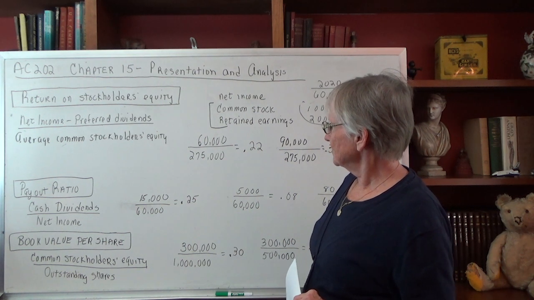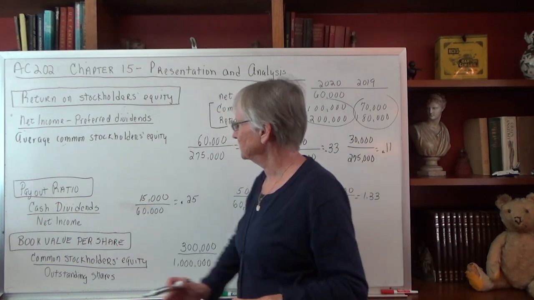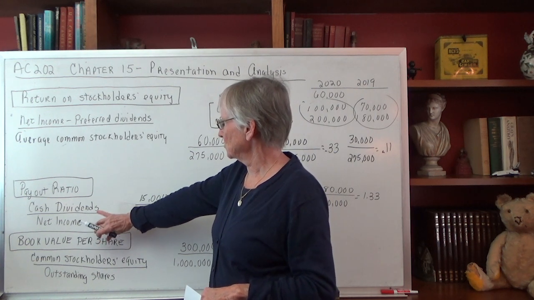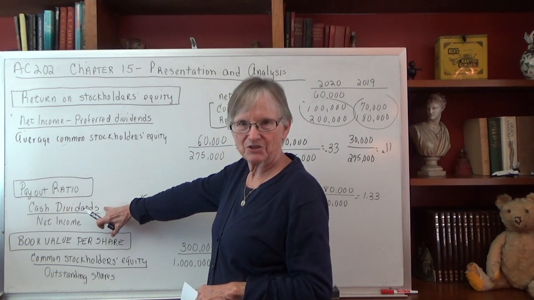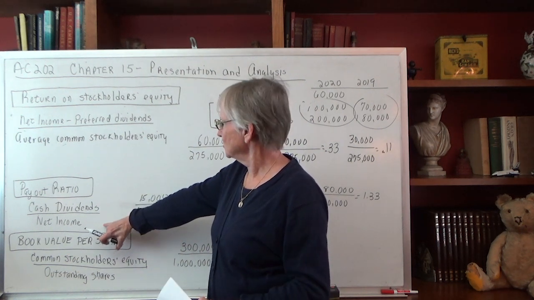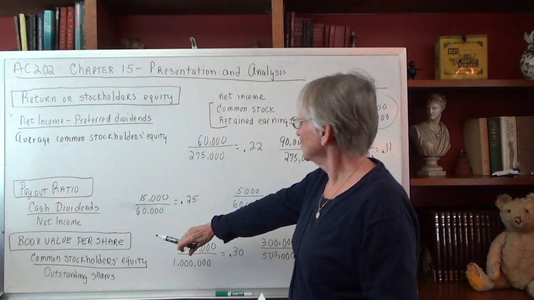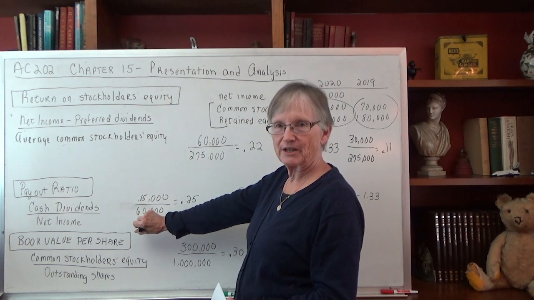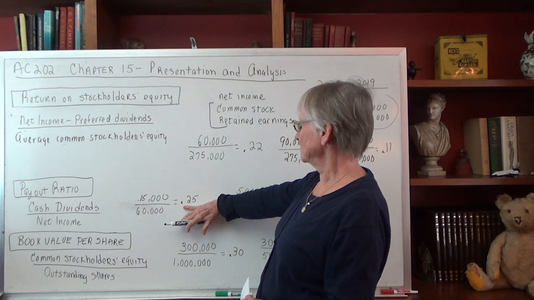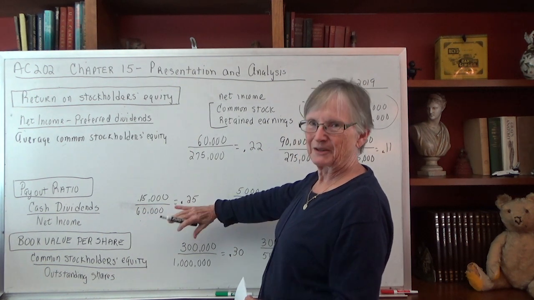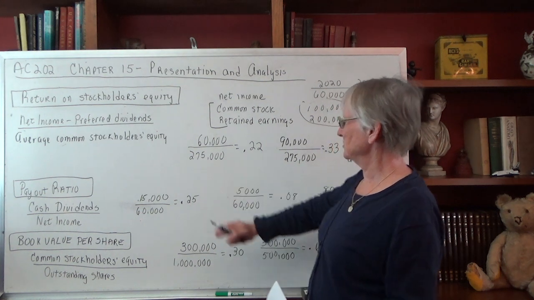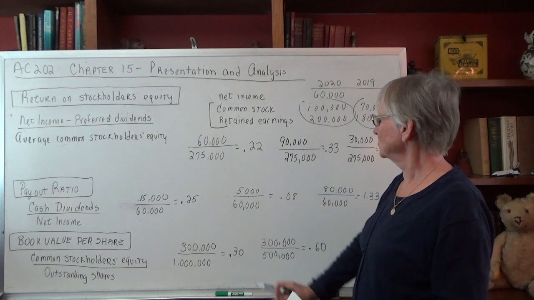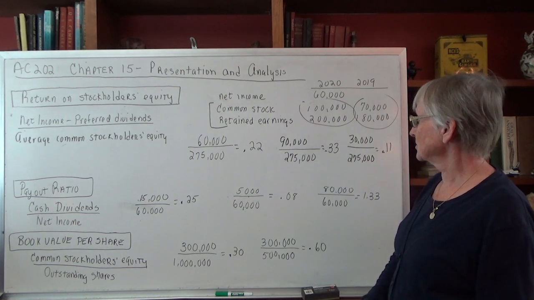The next one the book talks about is the payout ratio. And this relates cash dividends to net income. In other words, what's the ratio of the cash dividends we're paying out to our happy stockholders to the net income we're generating? So if you're paying out 15,000 in dividends and 60,000 is the net income, well, you've got a payout ratio of 0.25. And working it the same way we did above, well, what if your dividends were only 5,000 and your net income was still 60,000?